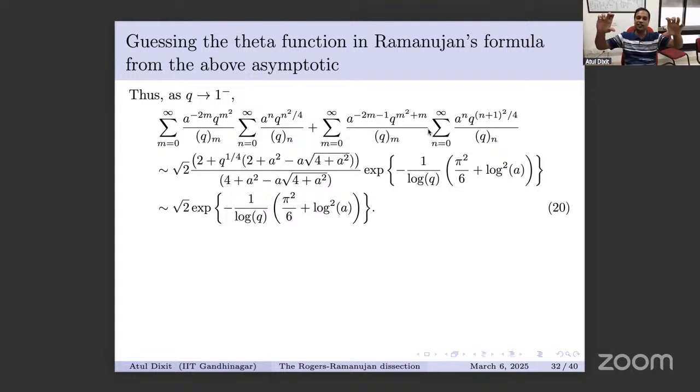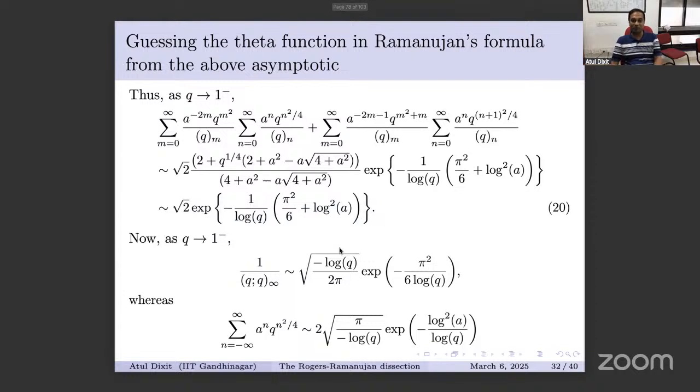Like for the Rogers-Ramanujan identities, he showed that the q product as well as G of q, both as q tends to 1 minus, are asymptotically equal to exponential of pi squared by 15(1 minus q). Similarly, on this side, you have this series, the sum of the series, and he found it equal to this particular thing. Now, what else can have the same asymptotic?